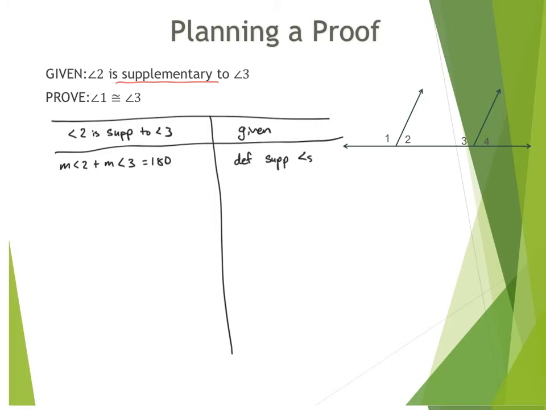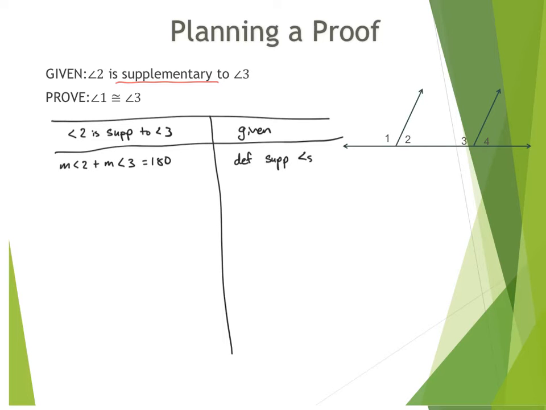With this proof, make sure you're paying special attention to your notation. We're talking about the measures of the angles, so don't lose them. Okay, so what we're going to do now is back up, going backwards, using the backward strategy to see where I need to go. I need to get that angle 1 is congruent to angle 3.